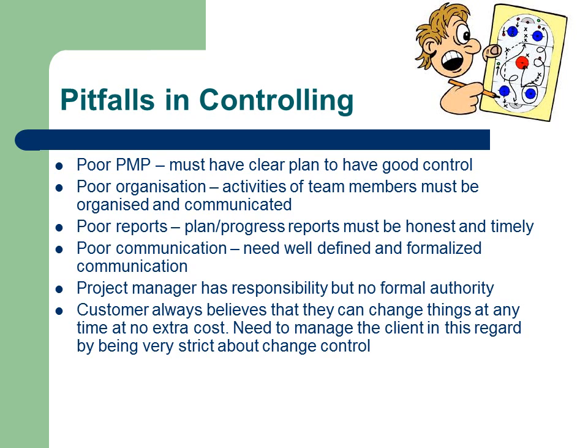Some of the most common reasons for failure when it comes to controlling projects are: a poor PMP. It must have a clear plan and have good control mechanisms. Poor organisation. The activities of team members must be organised and communicated. Poor reports. The plan and progress reports must be honest and timely. Poor communication. We need well-defined and formalised communication, such as regular meetings.